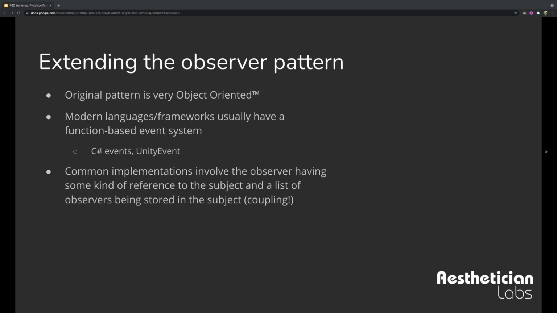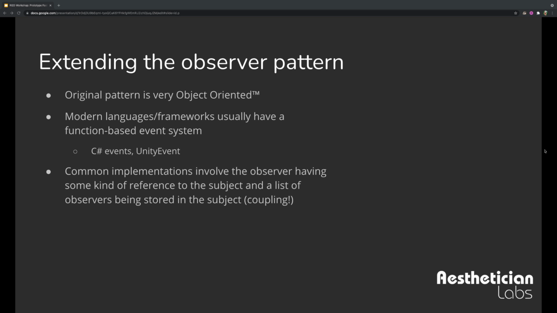So we have the C# events and Unity events. But common implementations involve the observer having some kind of reference to the subject and a list of observers being stored in the subject. And that's coupling, right? The observer has to know about the subject still, right? To be able to observe.